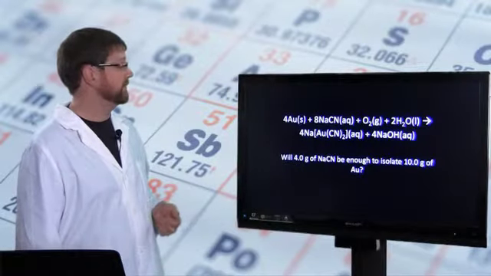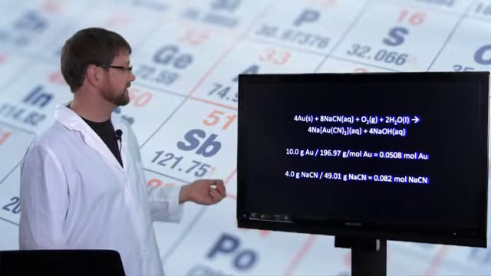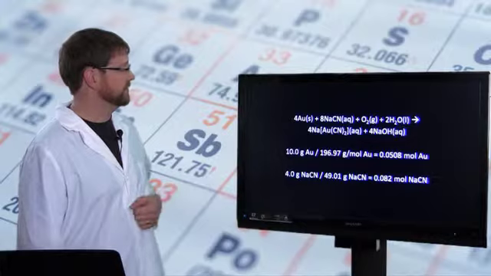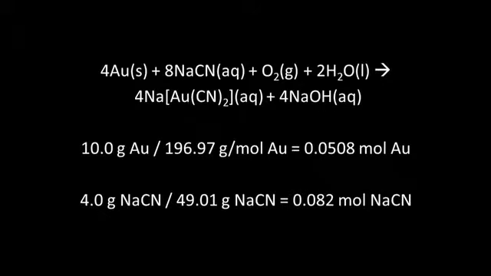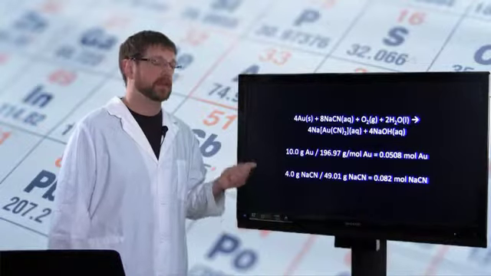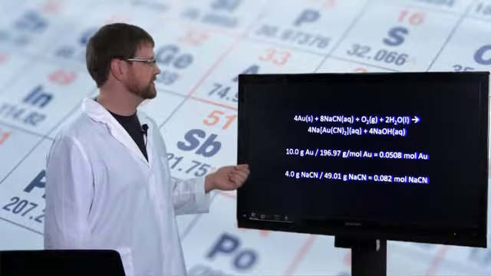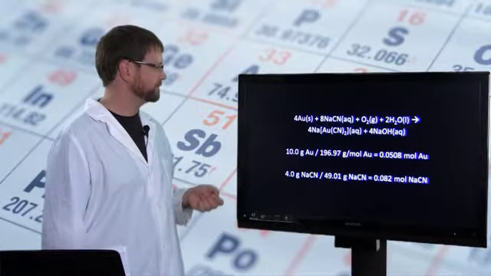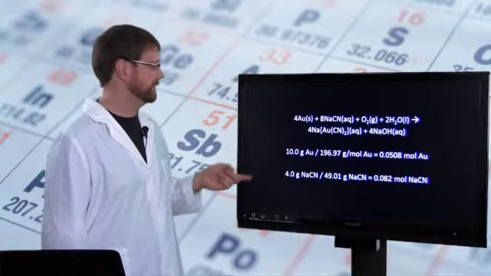All right, our first step in this problem: we convert the masses to moles to directly compare them in the equation. So 10 grams of gold divided by its atomic mass, we're left with 0.0508 moles of gold. And we calculate the number of moles of sodium cyanide out of 4 grams, and we're left with 0.082 moles of sodium cyanide. Now, we can't stop here because we first have to look at the mole ratios between gold and sodium cyanide in the product.